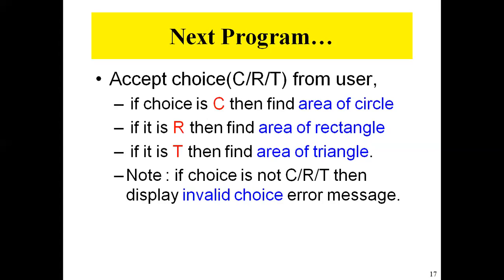युजरकडनं आपल्याला चॉईस घ्यायचा आहे. चॉईस म्हणजे एक कॅरेक्टर घ्यायचं आहे. ते कॅरेक्टर फक्त CRT हेच असू शकतं. जर C असेल तर आपल्याला सर्कलचा एरिया काढायचा आहे. R असेल तर रेक्टँगलचा एरिया आणि T असेल तर ट्रायंगलचा एरिया. सो C फॉर सर्कल, R फॉर रेक्टँगल अँड T फॉर triangle.